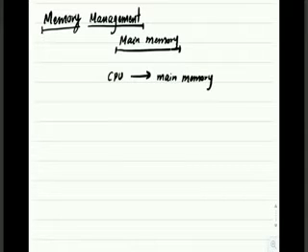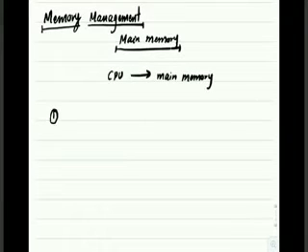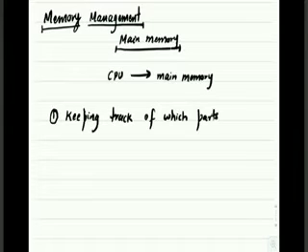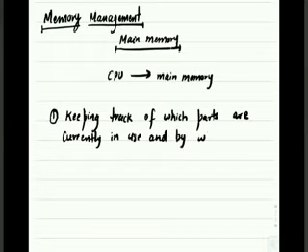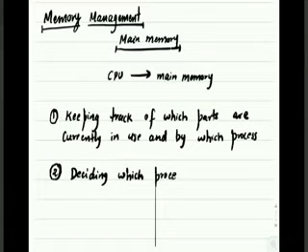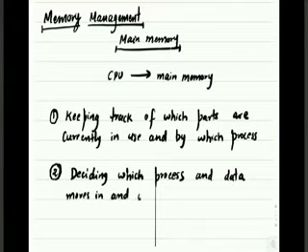Now see the important tasks of main memory. Very first is keeping track of which parts are currently in use by the process. Second is deciding which process and data need to move in and out of the memory. These all are done in memory management.